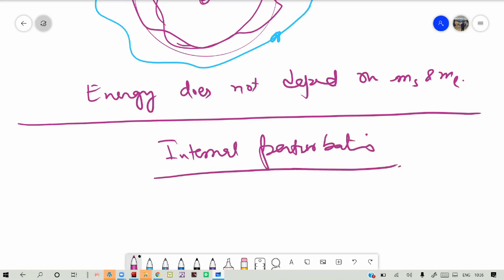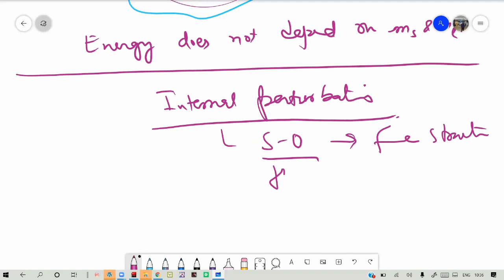Internal perturbations mean things like the spin-orbit interaction, which we also did, that is fine structure. Others, like the hyperfine interaction, are also internal perturbations. These perturbations also lift some of the degeneracies. If there are degeneracies, they are lifted in this case, like the degeneracy in L from the fine structure.